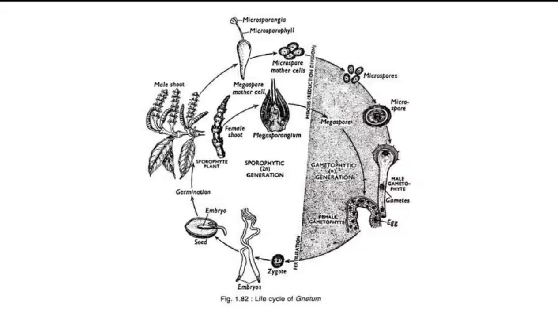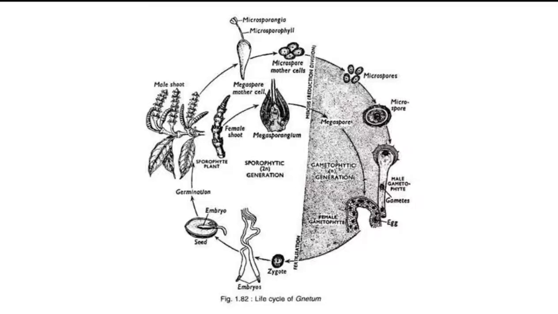The male gametophyte is formed from the microspore nucleus, whereas the female gametophyte is formed from the megaspore mother cell by meiotic division. After the formation of male and female gametophytes, pollination takes place, where pollen germination occurs. After pollen germination, fertilization takes place.